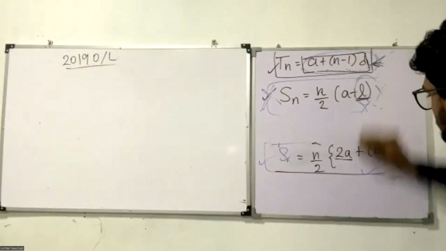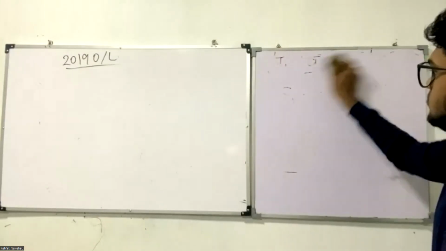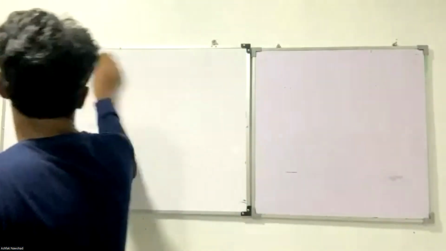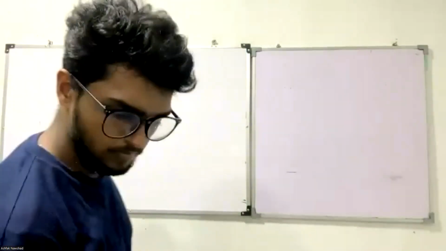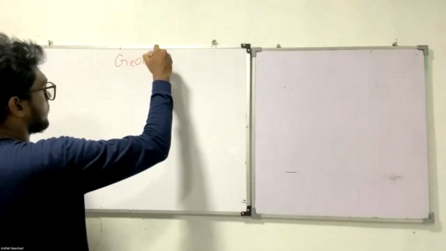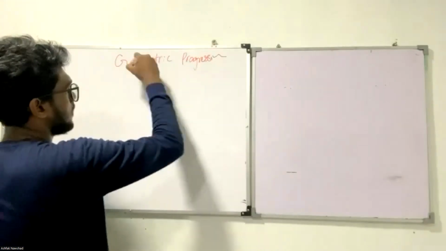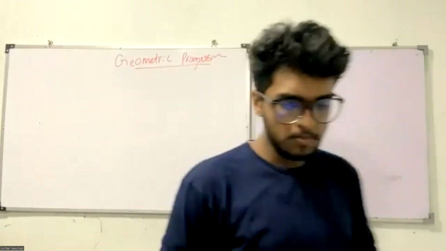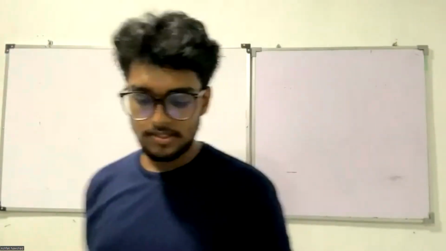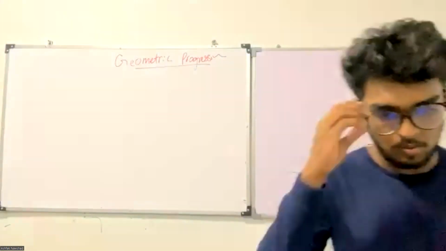I'm going to erase the board. Now it's time for geometric progressions. Just read out the definition. A sequence of numbers where every term has a common ratio.